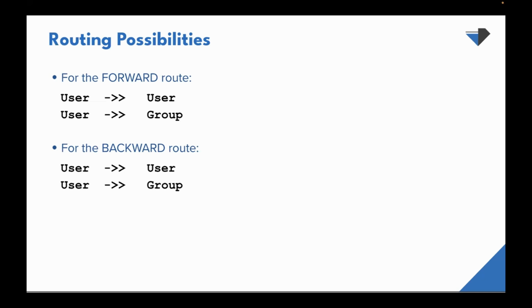As a request moves along the process flow from the start event to the end event, from one task to the other, that is what I refer to as the forward route or the forward path. At any given routing instance, it's from a user to a user or a user to a group. Same thing occurs for the backward route. By backward route, we mean when the request gets to a decision gateway and there is need for that request to return to one of the previous tasks in that process flow.